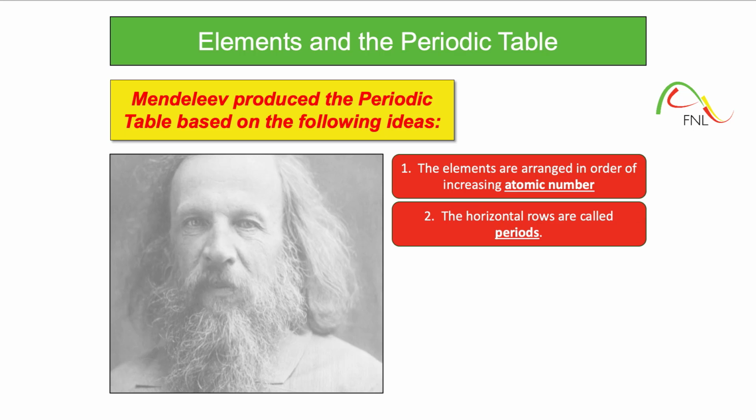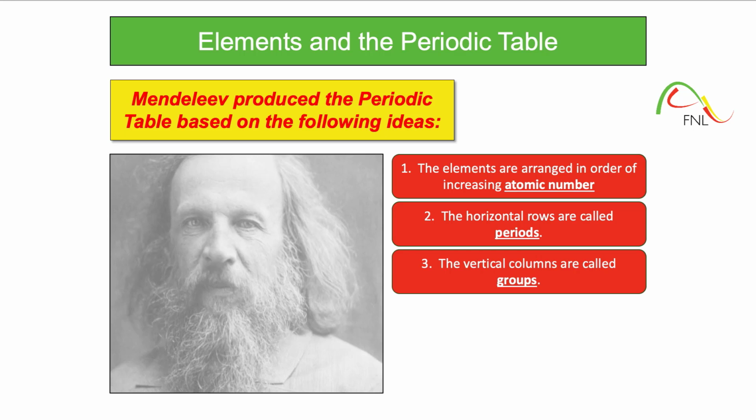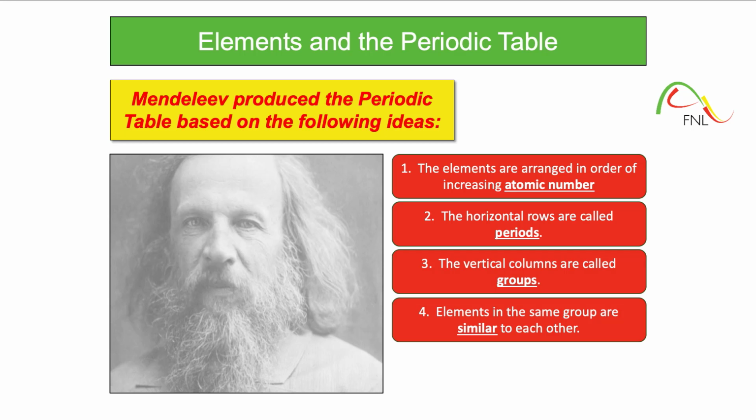2. The horizontal rows are called periods. 3. The vertical columns are called groups. And 4. Elements in the same group, that's the vertical columns, are similar to each other. Another big thing that Mendeleev did, he left gaps in the periodic table for those elements that hadn't been discovered. And amazingly, when we did discover these elements, they fitted his pattern perfectly.